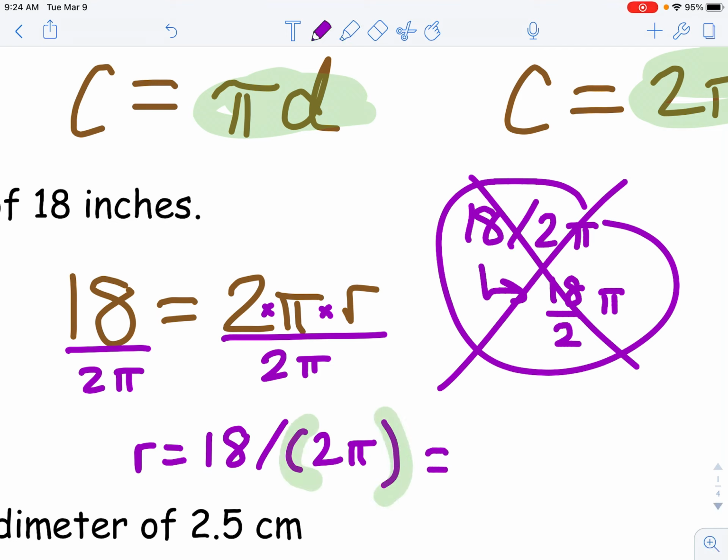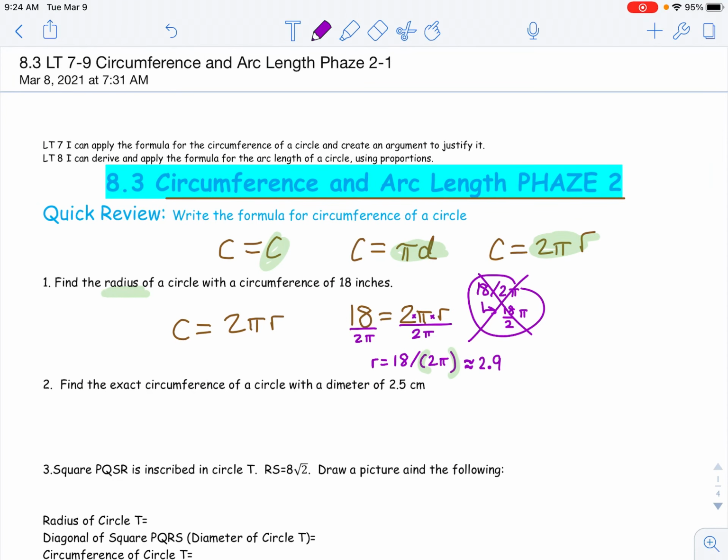18 divided by 2... Oops, I almost made this mistake. I said not to. It's about 2.9.